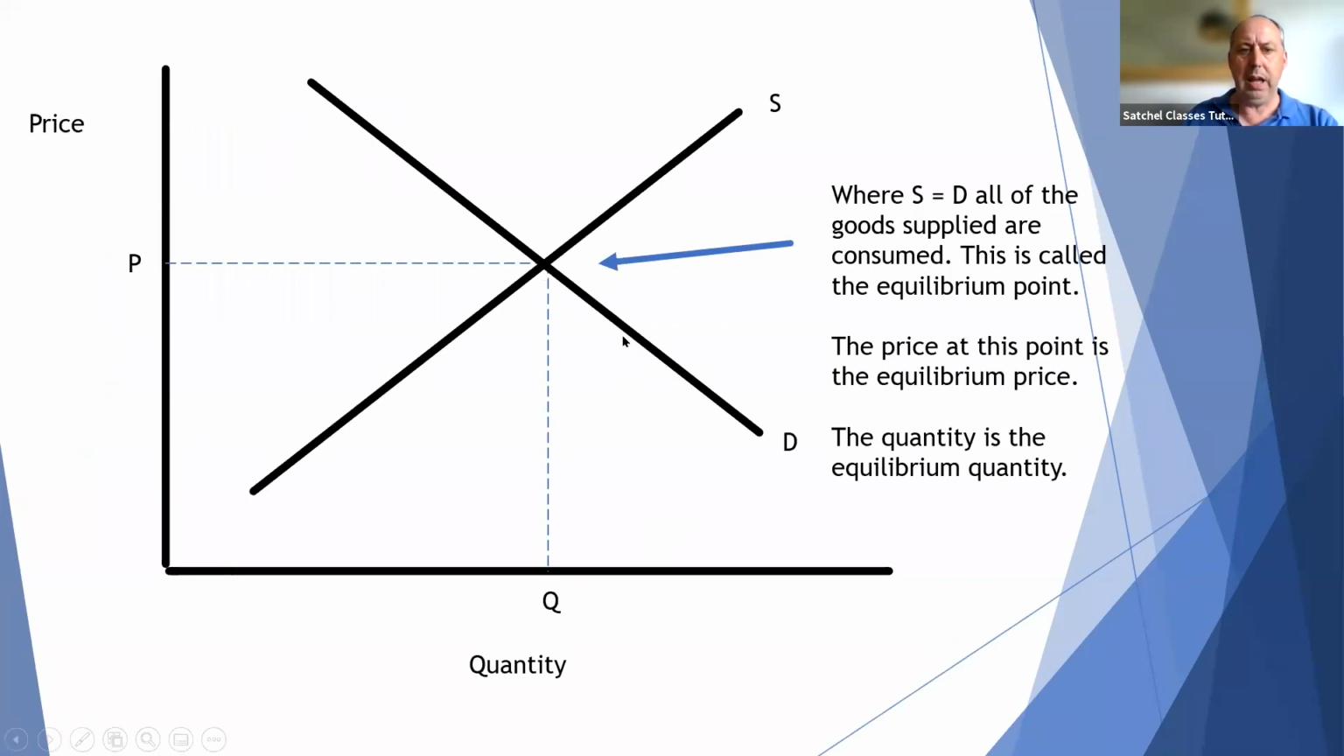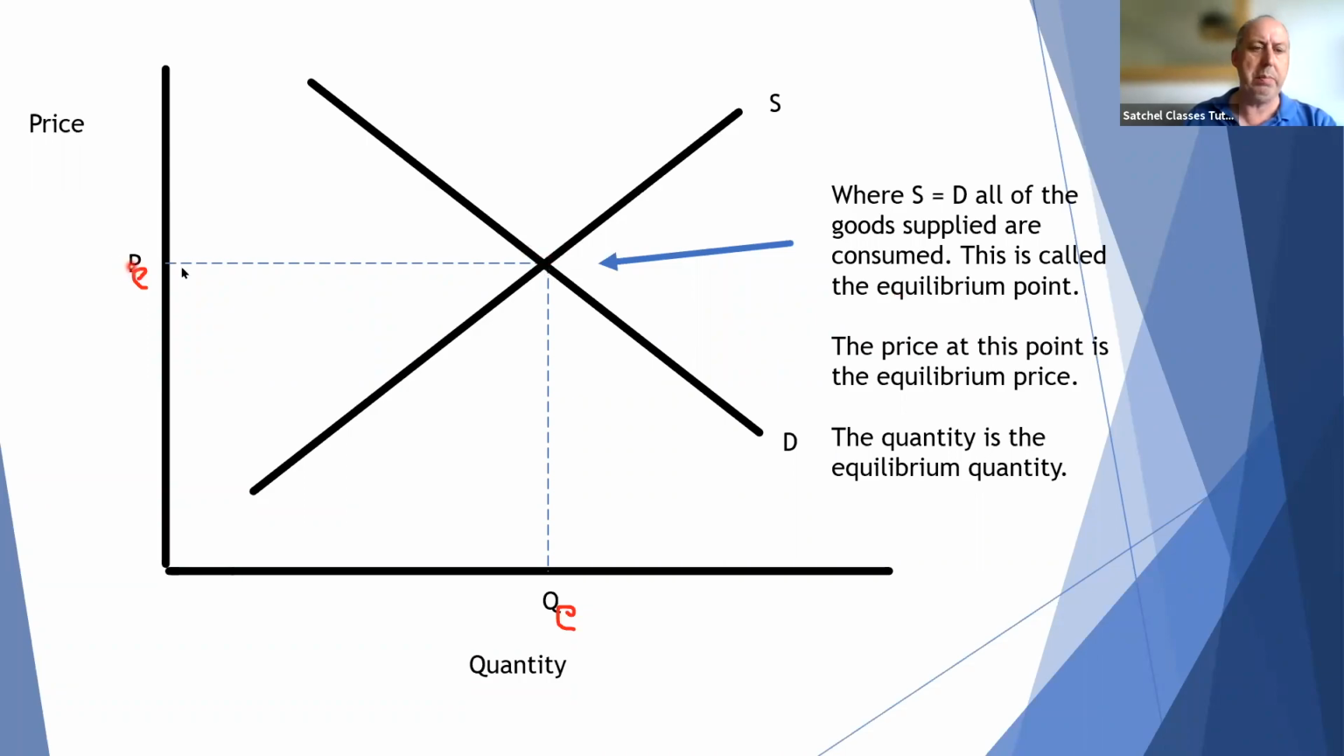So here we have the supply and the demand curve drawn on the same axis. And we can see that where the two cross, we've got a price level and a quantity level. Now, what we've really got here is PE and QE: price at the equilibrium level and the quantity at the equilibrium level. At this point, demand is equal to supply. All the goods supplied are consumed. This is the equilibrium point. So where they cross over is the equilibrium point.